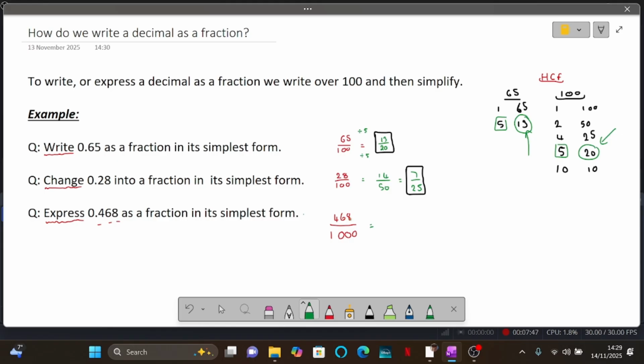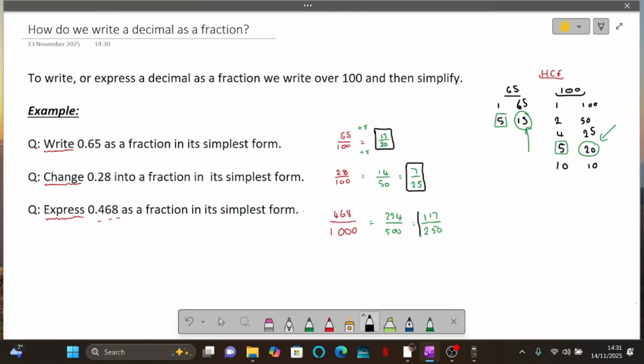Now, 468 is even, 1000 is even. That means they will both divide by 2. 468 divided by 2 is going to be 234. 1000 divided by 2 is 500. Again, we have even numbers, so we can divide by 2 yet again. 234 divided by 2 is going to be 117. 500 divided by 2 is 250. Okay, so that appears to be about as far as we can go with this one.